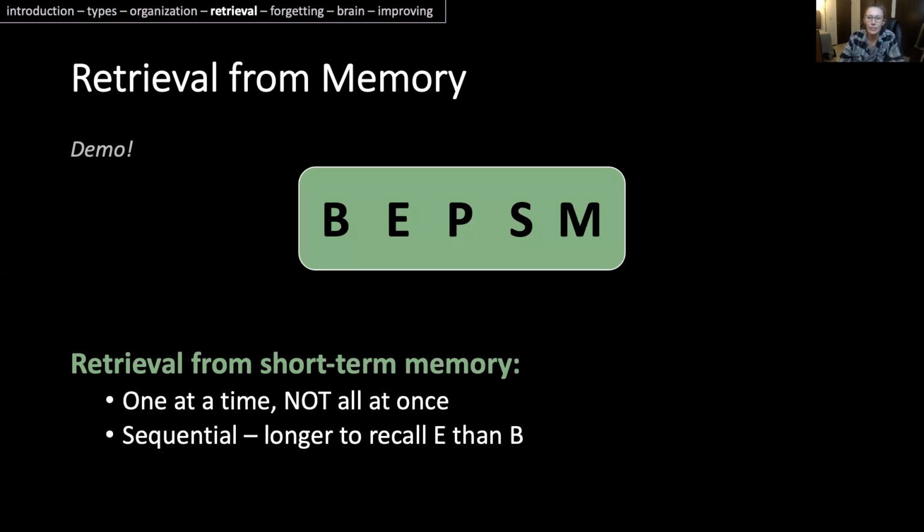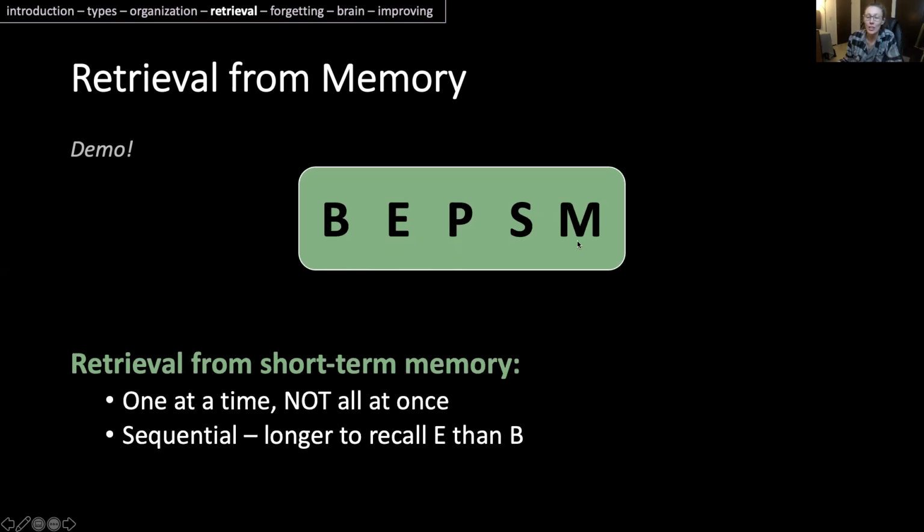So through tasks like this, we've learned how retrieval from short-term memory tends to work. We know that if you're given a list of letters like this, you tend to retrieve these letters one at a time, not all at once. So it's not like you encode all 5 letters and you're able to just pick out letters at the end pretty easily. Instead, you tend to start at the beginning and you tend to sequentially go through one at a time when you're asked questions.